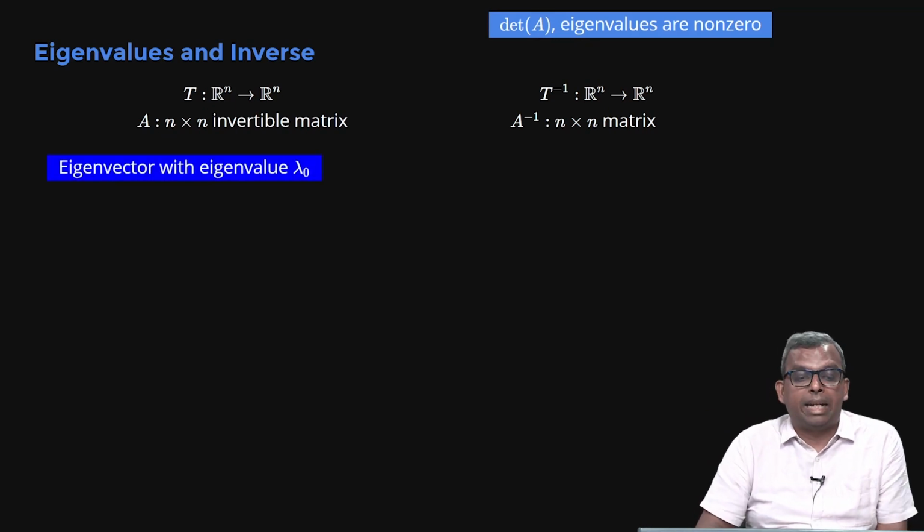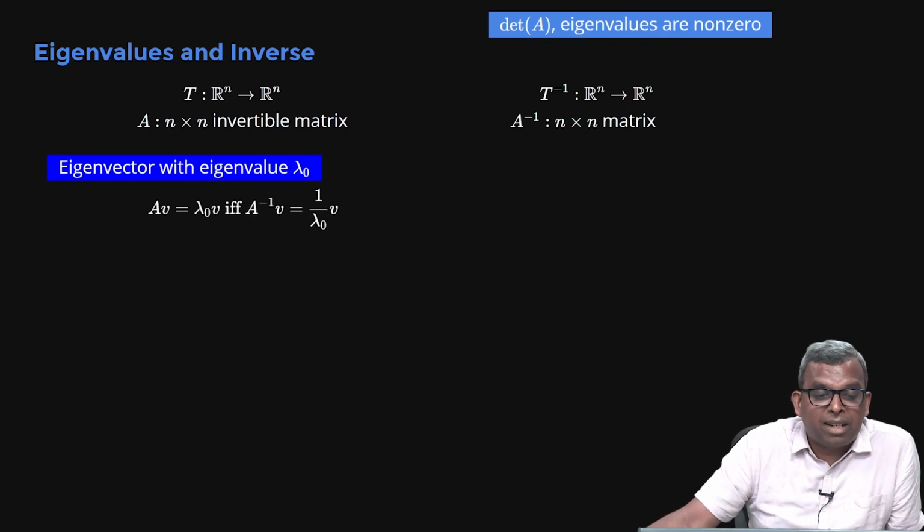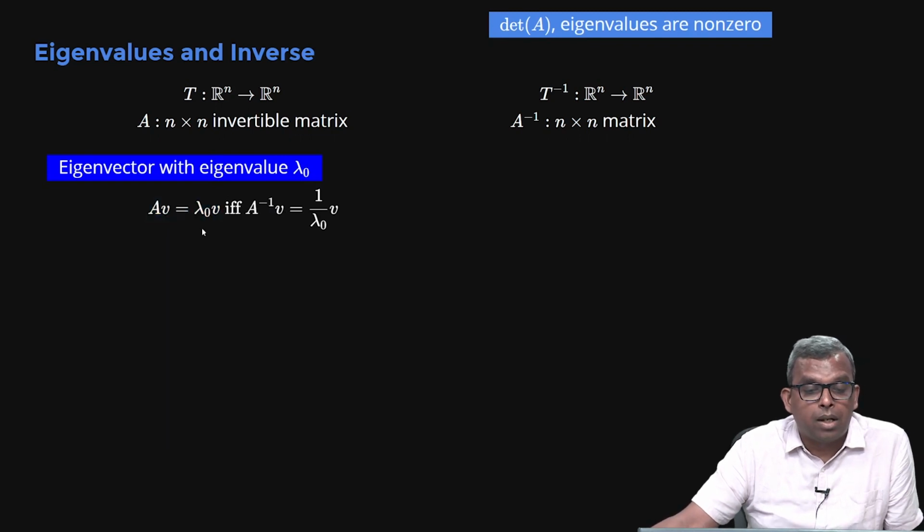So let's start with an eigenvector with eigenvalue lambda naught. Here is a very, very easy and simple relationship. Notice here, if you have an eigenvector for A with eigenvalue lambda naught, AV equals lambda naught V, right? So we know that that's true. Now you can divide by lambda naught because lambda naught is not 0, right? So you divide by lambda naught and then multiply by A inverse on the left, right? So A has an inverse. So you get here 1 by lambda naught into V has to be equal to A inverse into V. Okay, notice this equation. These two are exactly the same. So AV equals lambda naught V if and only if A inverse V equals 1 by lambda naught V.